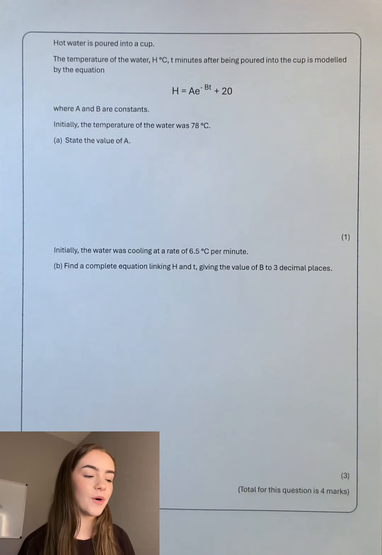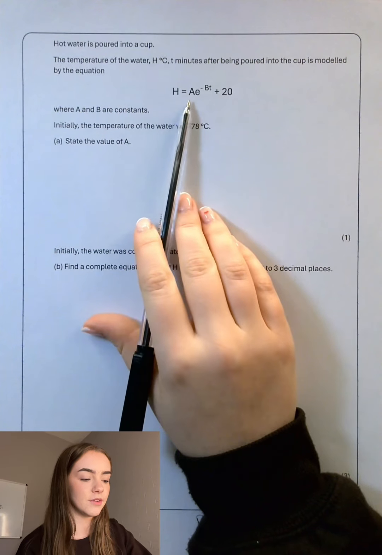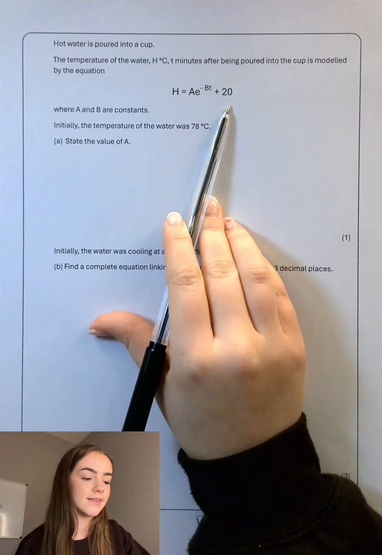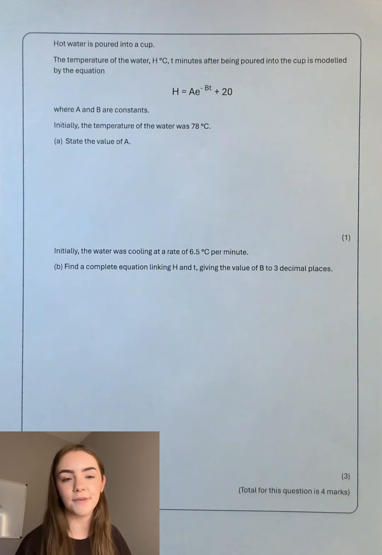Hot water is poured into a cup. The temperature of the water in H degrees, T minutes after being poured into the cup, is modelled by the equation H = Ae^(-bt) + 20, where A and B are constants. Initially, the temperature of the water was 78 degrees. State the value of A.